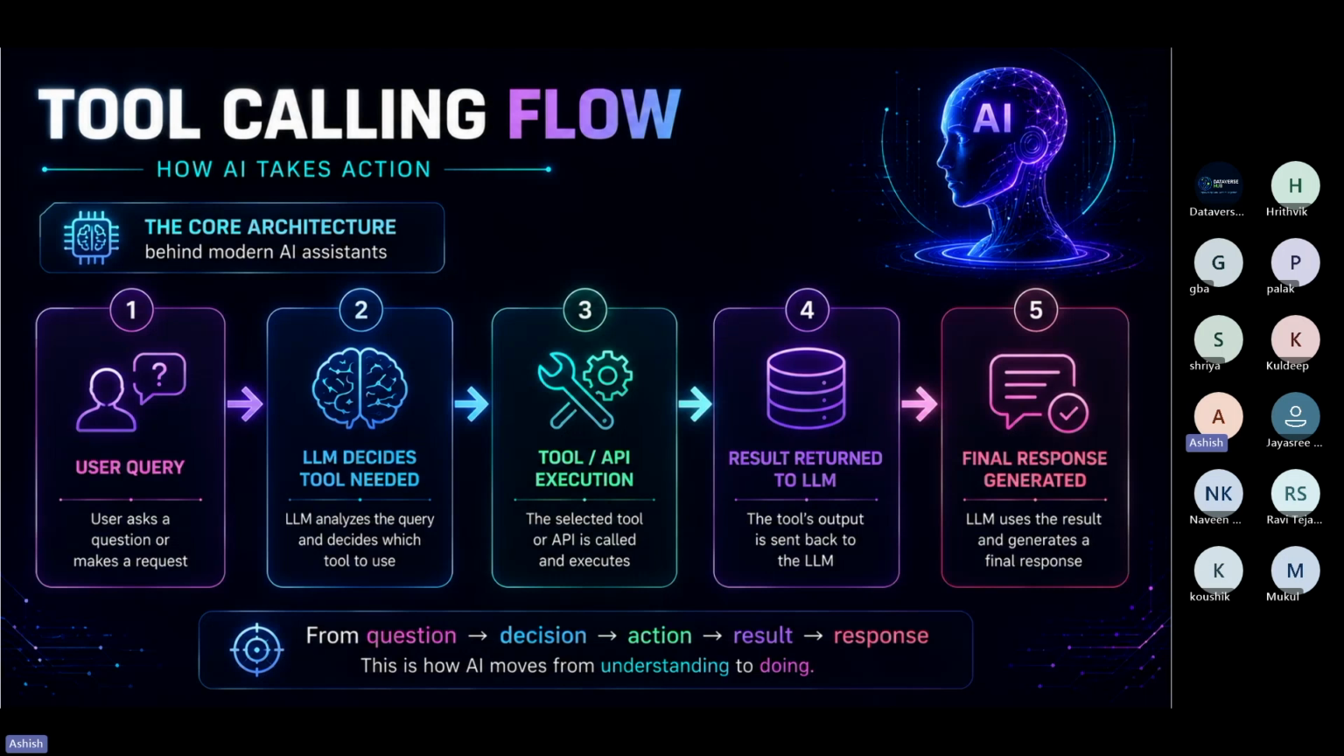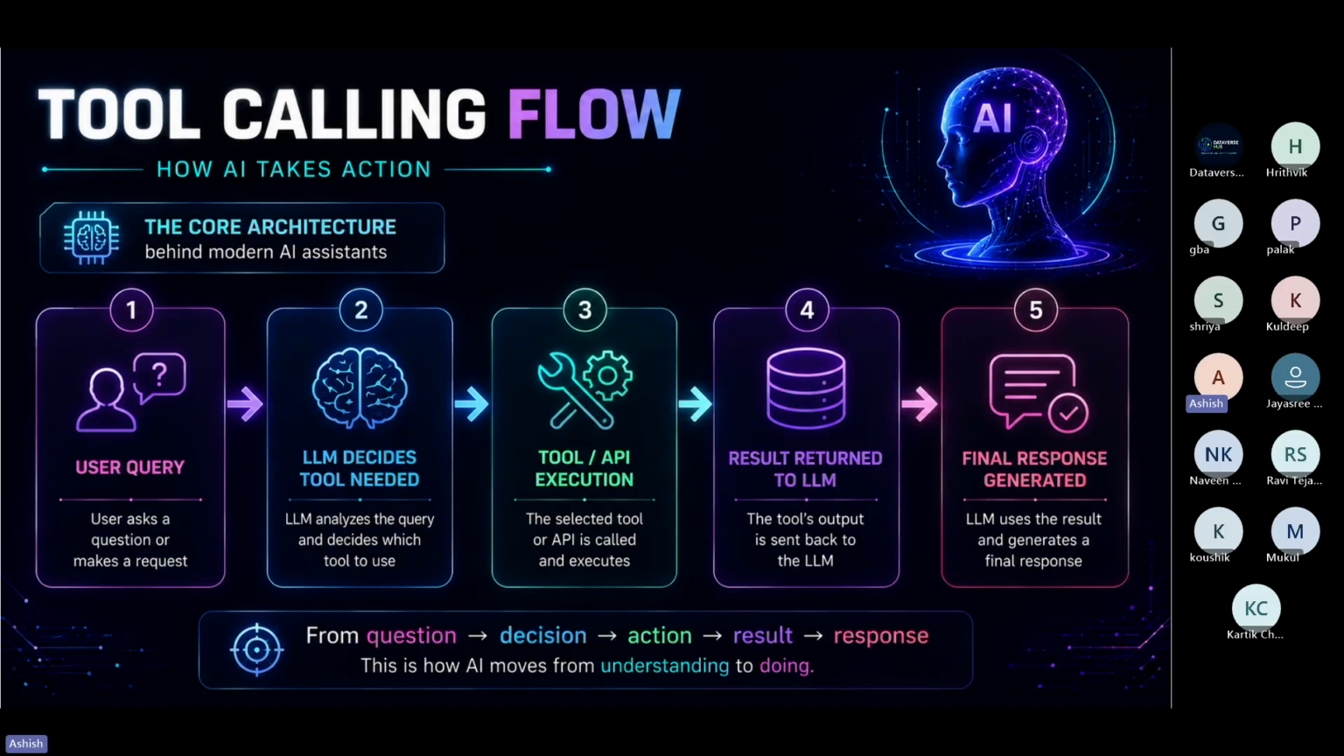So the flow is: there will be a question, then a decision made by the LLM, then an action, then the results, and then the response. This is how AI moves from understanding to doing. It will try to understand your query, then take the decision: based on your query, what is the optimal tool I can use to achieve the goal or task you have given me, and then it will generate the final response. So this is the core architecture behind modern AI assistants.